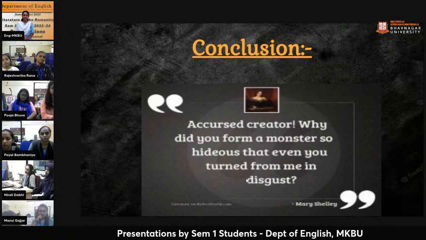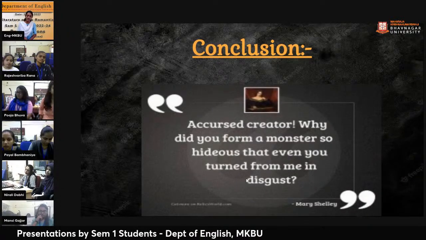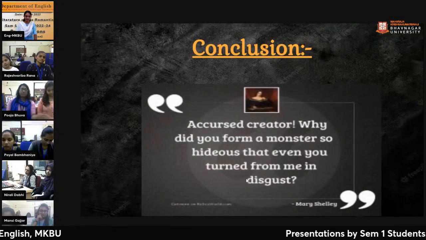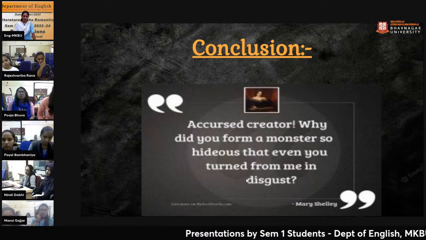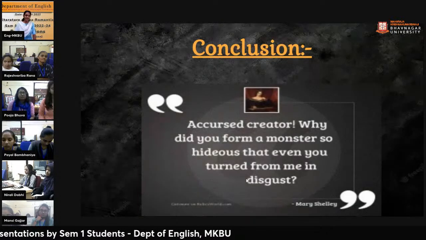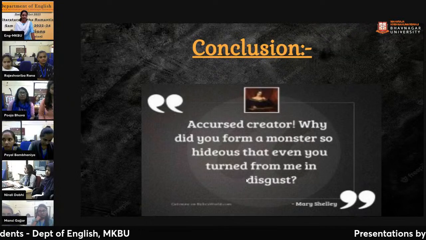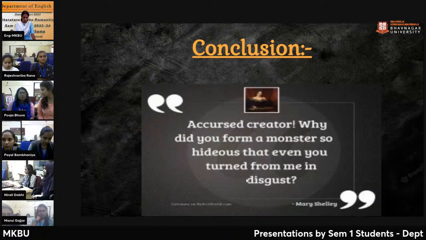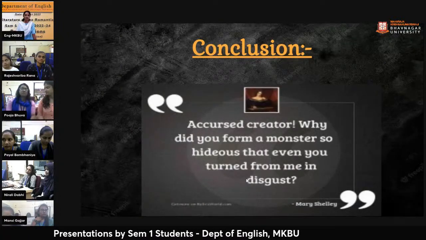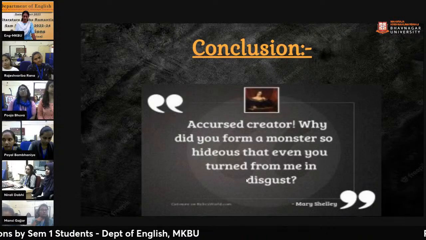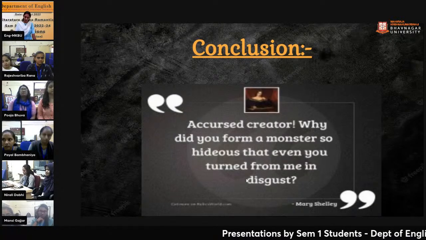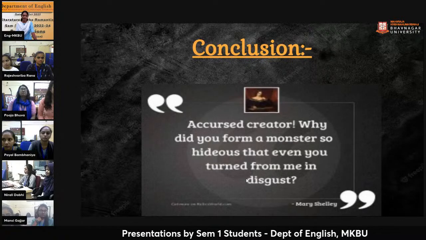So I would like to conclude my presentation with a famous quote from the novel Frankenstein, from a cursed creator: "Why did you form a monster so hideous that even you turned from me in disgust?" This question lies forever, because at the end of the novel he goes to the North Pole and didn't find his own identity, as his creator had also died. So there was none who would accept him as he was. So this question always stays in everybody's mind, in literature also.